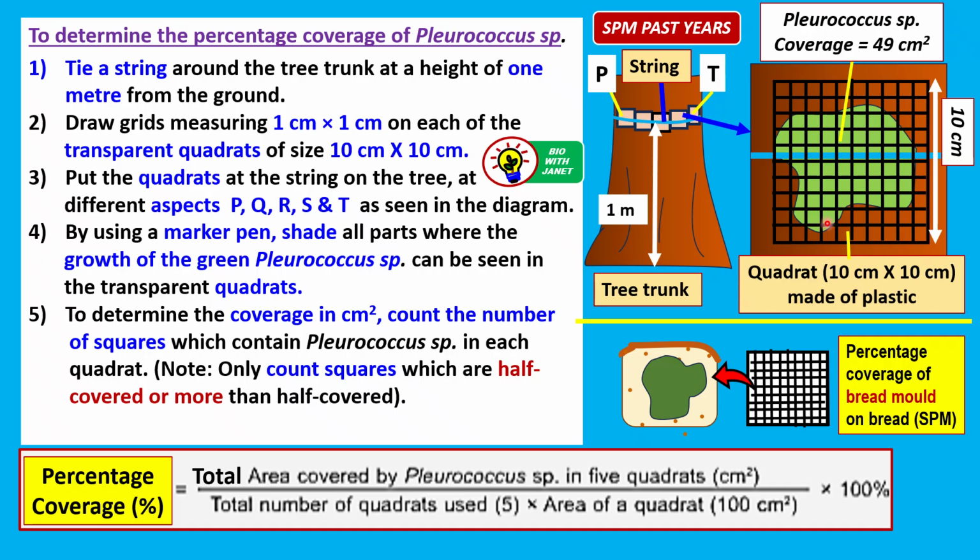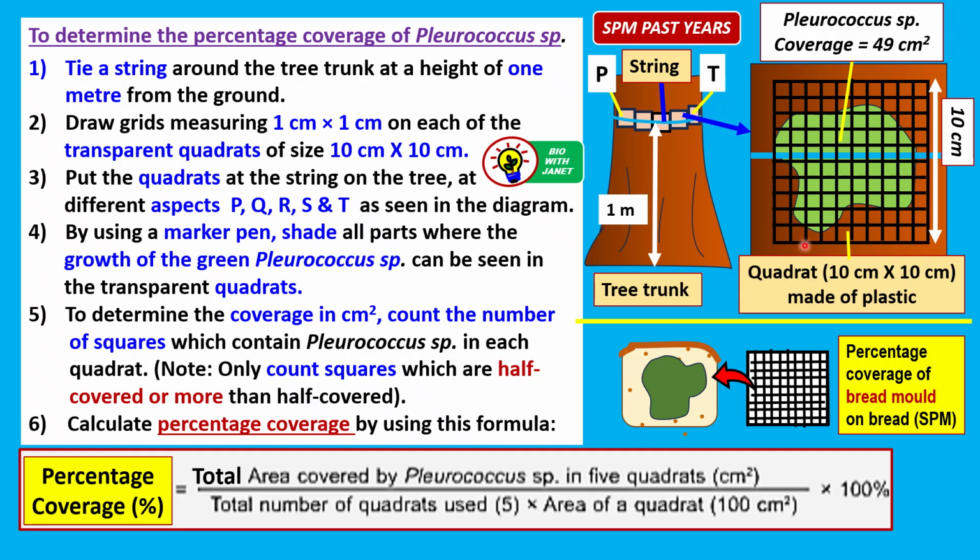Okay, so if you count the number of squares here, you should get 49 squares, which is equivalent to 49 times 1 cm squared. That means 49 cm squared. Each small square is 1 cm squared in terms of its area. Now, lastly, calculate percentage coverage by using this formula. So we have to know the individual coverage for each quadrat first.